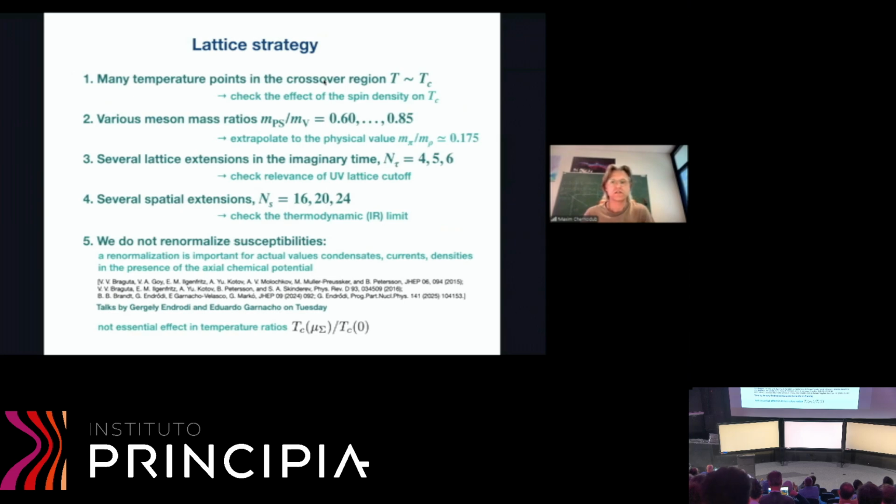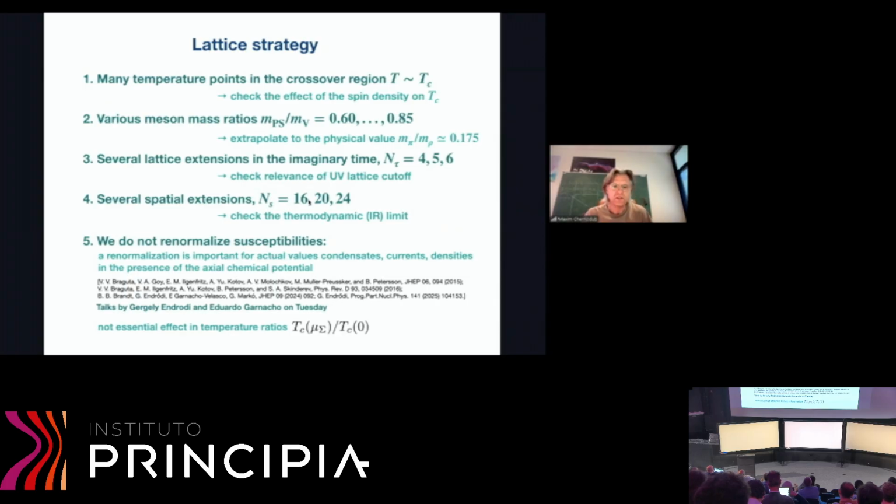So our strategy is rather standard. We consider many temperature points in the crossover region around pseudocritical temperature. We consider rather heavy meson masses, but then we extrapolate to the physical mass value. The physical mass value corresponds to this ratio between pseudoscalar and vector mesons. In this case, it's pi meson and rho meson respectively. We also check how big the effects of our ultraviolet cutoff are, so we vary imaginary time. And we also check how close we are to the thermodynamic limit, changing spatial extensions of our lattice.